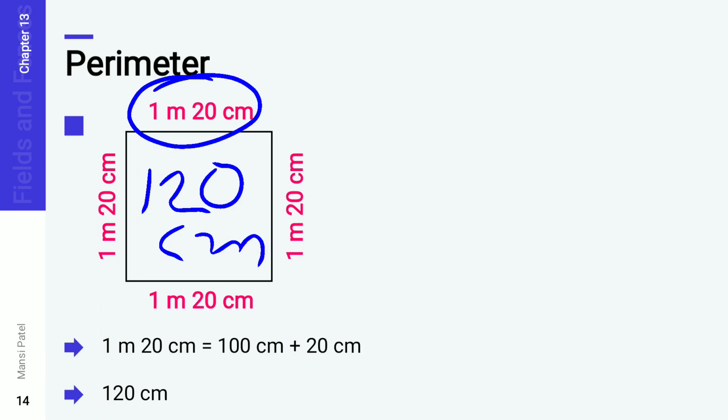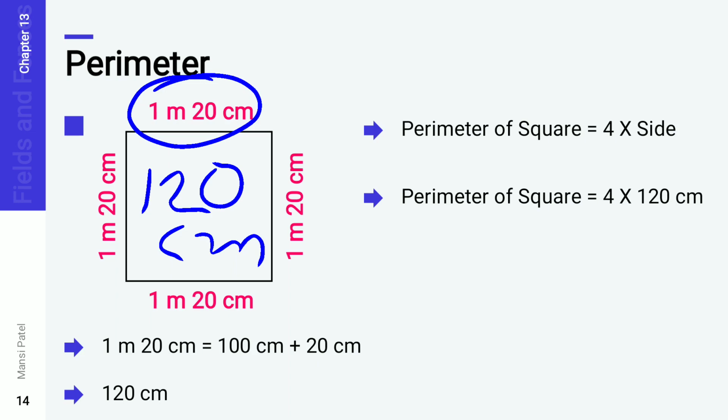Now write down the formula to find out the perimeter of square. Perimeter of square is equal to 4 multiplied by side. What is the measurement of one side? 120 centimeter. And 4 multiplied by 120 centimeter means 12 fours are 48, and after 48 you have to put one zero. So perimeter of square is equal to 480 centimeter.